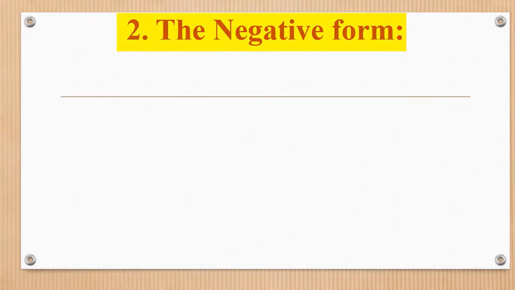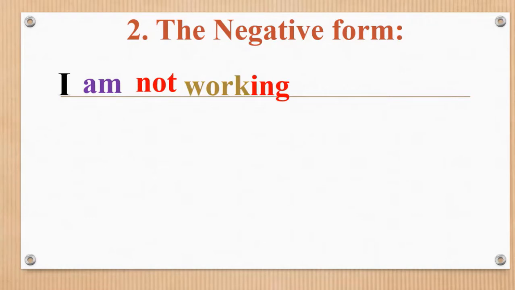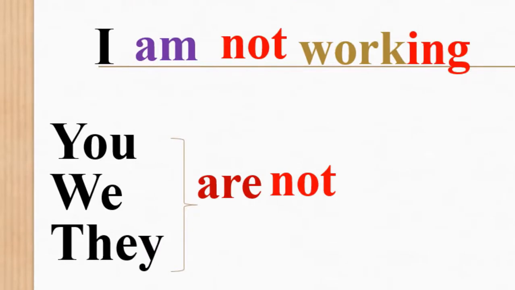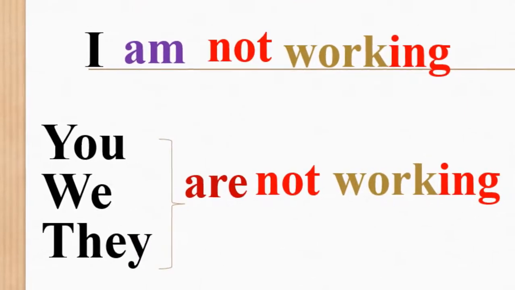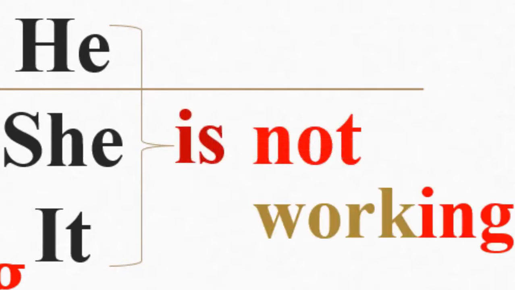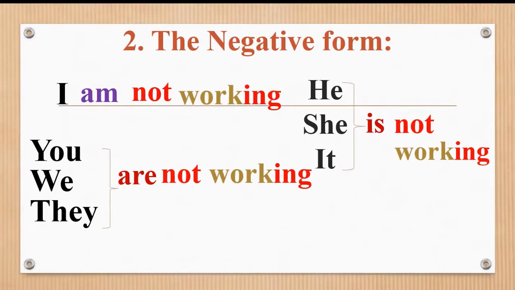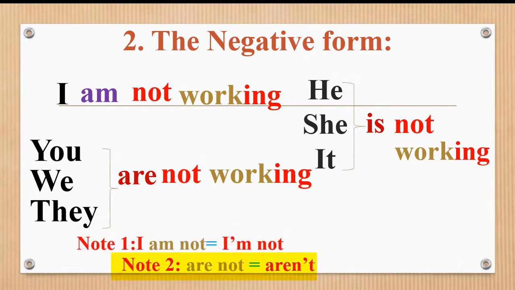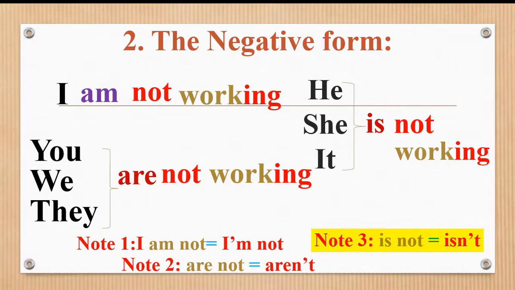The negative form. I am not working. You, we, and they are not working. He, she, it is not working. Let's have a look at the notes here. Note 1: I'm not. The short form of am not. Note 2: Are not. The short form is aren't. Note 3: Is not. The short form of it is isn't.